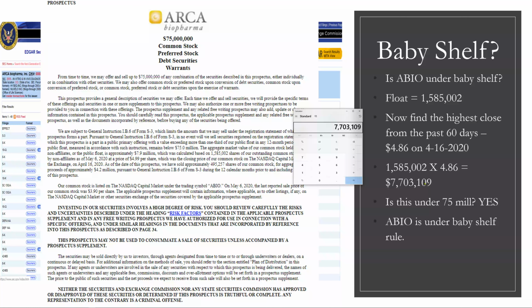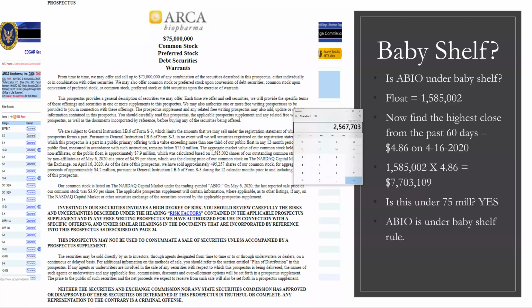Does anybody know? All right, we got multiplied by 3 and we got divide by 3. One of them is correct. Yeah. So Mitzi, you divide it, right? So you would divide this by 3 because per the baby shelf rule, right?